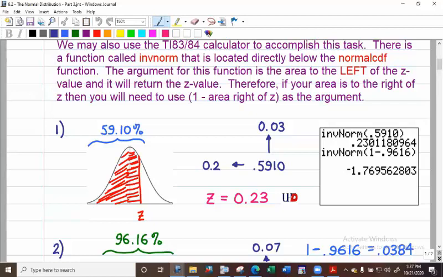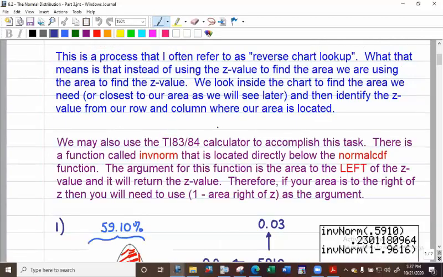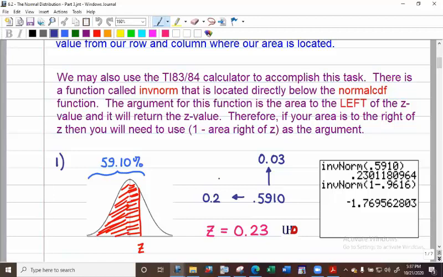So last time, if we're using the chart, we would have calculated the z and then looked up that area. This time we're doing the reverse, almost like if I recorded myself doing that and then played it backwards. So what am I saying up here? I call this, that's just what I call it, the reverse chart lookup. And you'll see when I go into the chart, we'll talk about the inverse norm in the calculator in just a second.